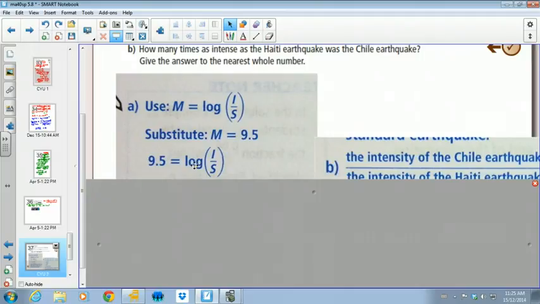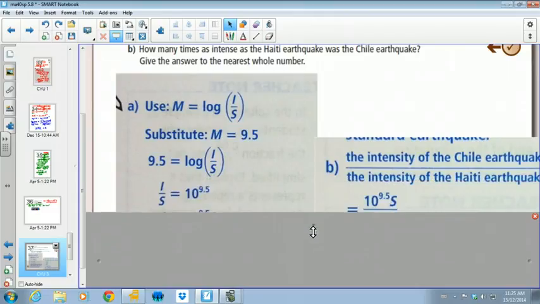Okay, so that's equal to the log of L over S. Have we written this as a simplified logarithmic equation at this point? We have. Can we change it into exponential form? Okay, so what would that be written as? Yeah, so think of your 7 rule. 10 to the 9.5 equals L over S.